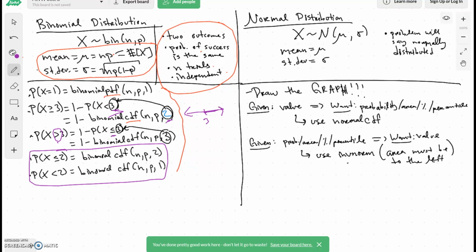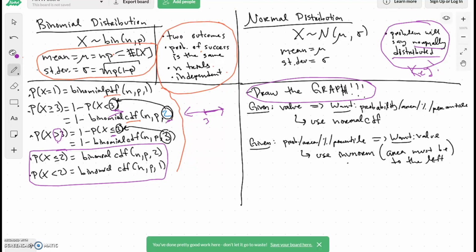Now, with normal distribution, the problem itself will say it's normally distributed. If you see this keyword, normally distributed, then this is what you're going to have to use, okay? Now, the mean is mu, the standard deviation is sigma. There are no formulas for those; those are going to be given to you. What I would suggest is draw the graph, literally just draw it. What I've been seeing when I'm grading your assignments is that a lot of you are not drawing the graph and you're getting it wrong. So please just graph them because that will really, really help you, okay?